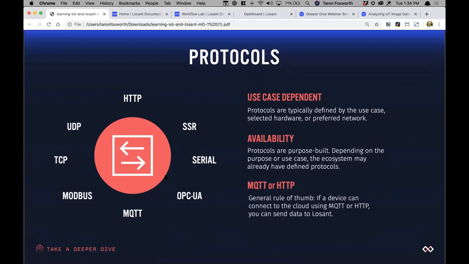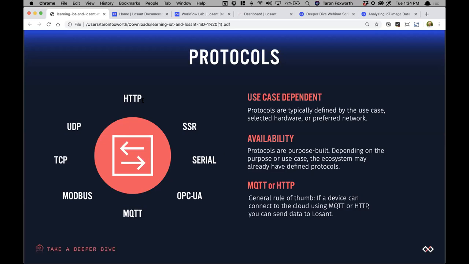A, use case dependent. Protocols are typically defined by the use case, the selected hardware, or the preferred network. For example, for Serial, we're going to use Serial to actually have two devices communicate with each other over hardwire. But in the realm of MQTT or HTTP, that's obviously going from a device to an internet device, or devices connecting to each other over the internet. So protocols are typically use case dependent.